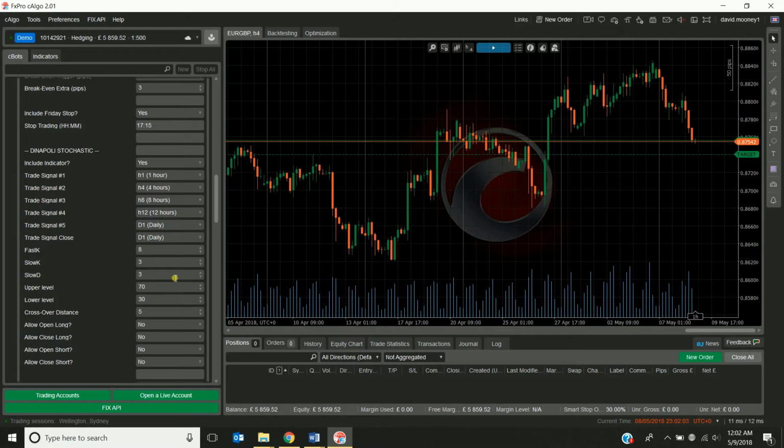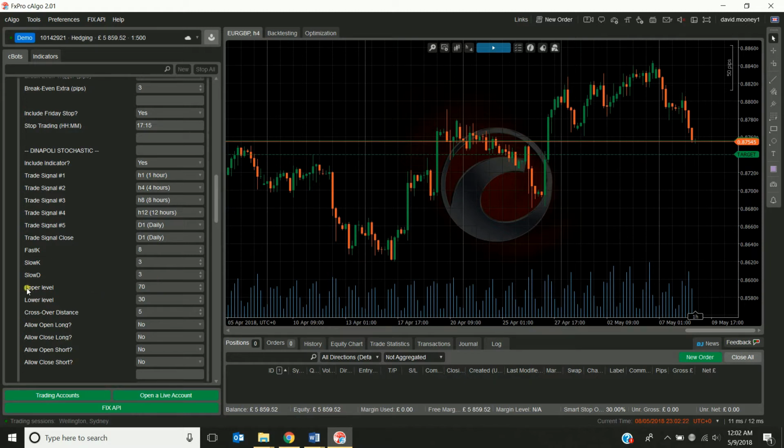The fast K, slow K and slow D parameters you can see here are set as standard, but they can be experimented with or optimized to find other good suggestions. We're going to cover optimization in a later video.